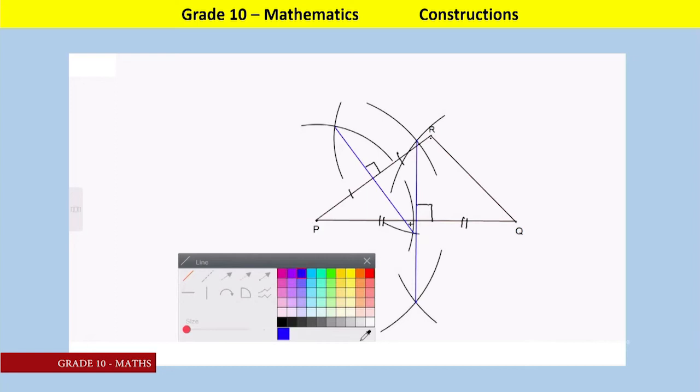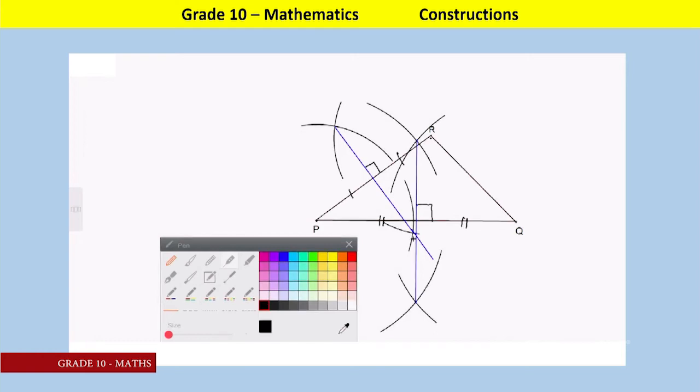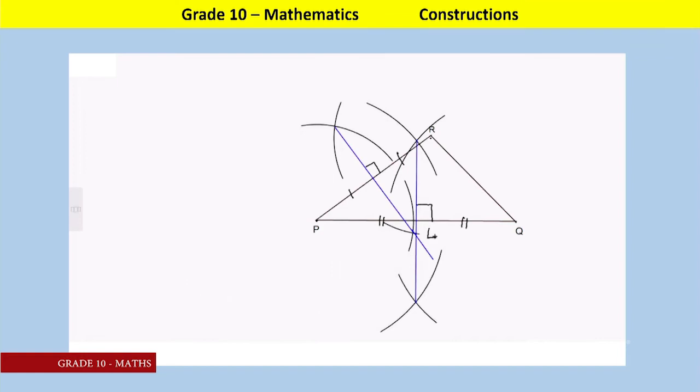Next, see, can we find that place? We can't find that place. So, let's produce this line. Now, here we found the place. We can fix the lamp post. So, remember to mark L.